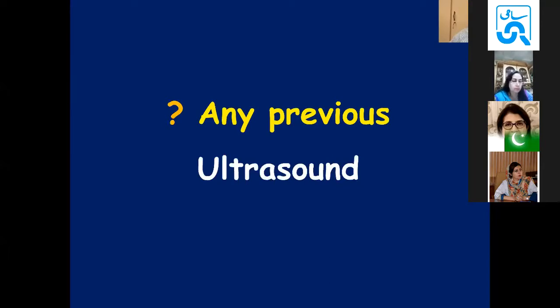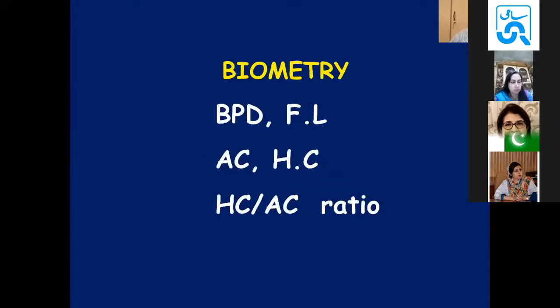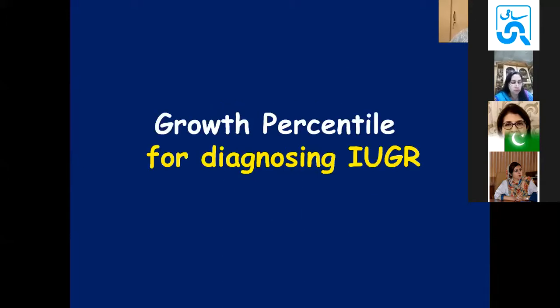We look for any previous ultrasound done, which will be the important landmark. The reason being that if ultrasound is done in the first trimester at CRL level, which according to WHO is the most accurate time to date the pregnancy, then it's easy to calculate the growth at a later stage, whether it is corresponding or not. But if this is also not available, which is done by biometry, BPD, femur length, AC, HC, and HC-AC ratio, then we move on to the third parameter, which is called the growth percentile for diagnosing IUGR.